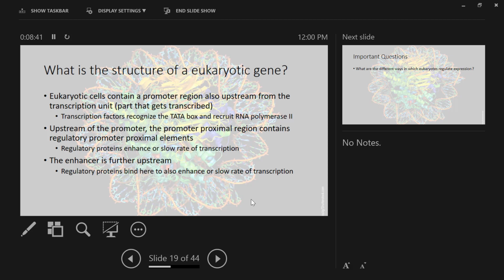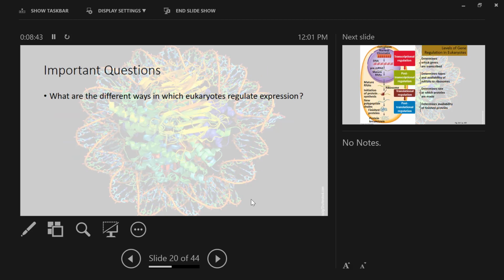All right? So next question we have to deal with. What are different ways in which eukaryotes regulate expression? Bless you. And so I mentioned to you that prokaryotic cells can only regulate transcription by inhibiting it, right? So you've got an operator that if the repressor binds there, it inhibits transcription. Why is that the only way that a prokaryote can regulate gene expression? Yeah. So does it regulate it past the transcription level? Why not?